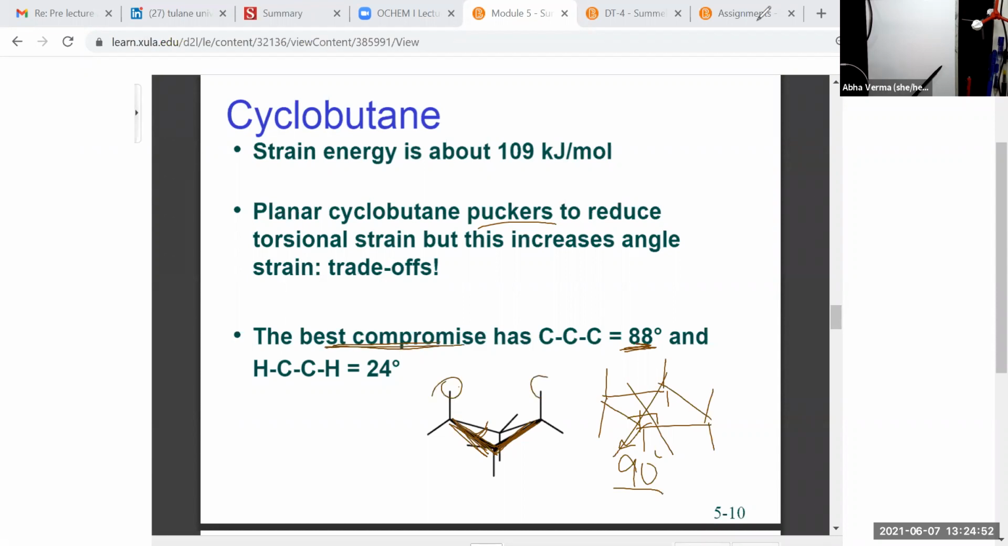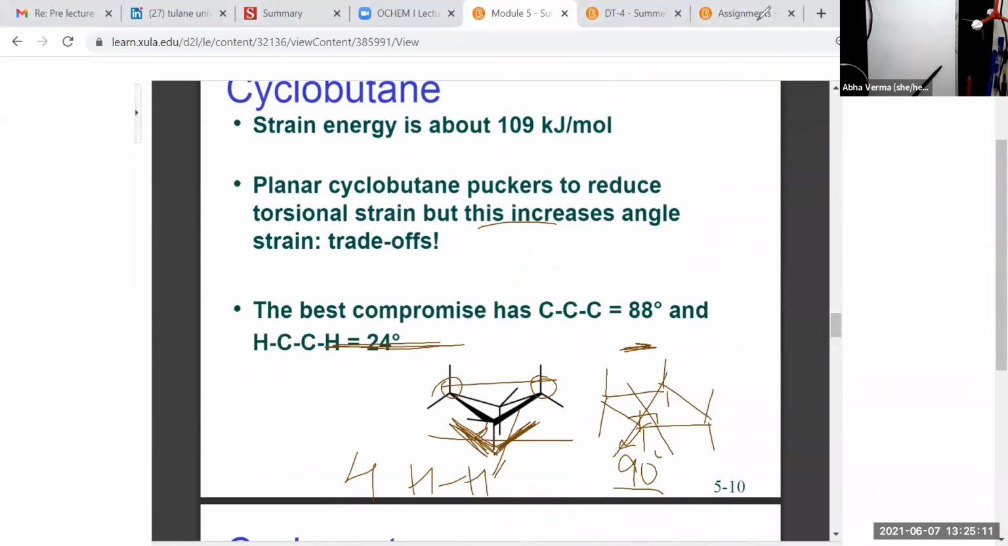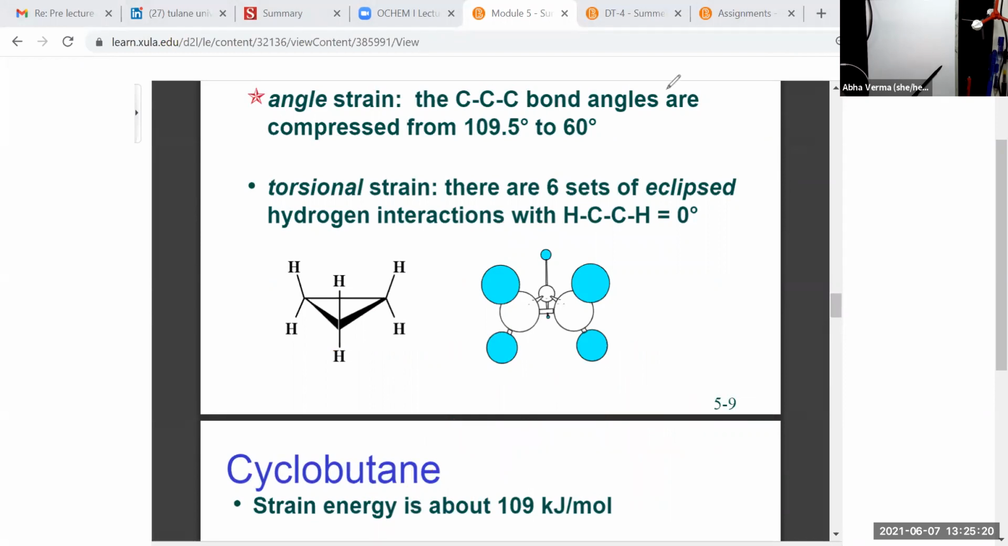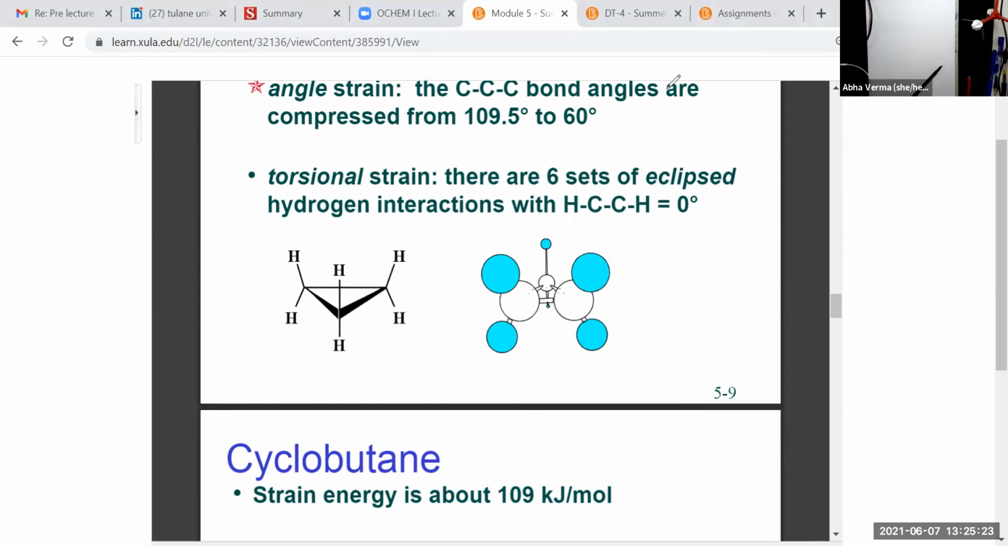So that eclipsing is between these two sets and these two sets. 1, 2, 3, and 4. So only 4 sets of hydrogen eclipsing will be seen. So if we go back here, cyclopropane had 6 sets of hydrogen eclipsing, but cyclobutane has only 4. So there are advantages and there are disadvantages also for everything.